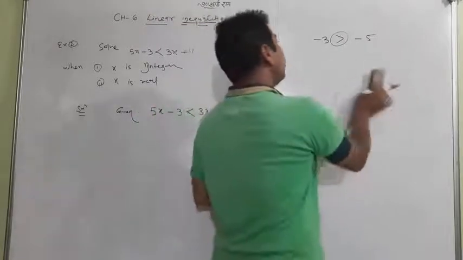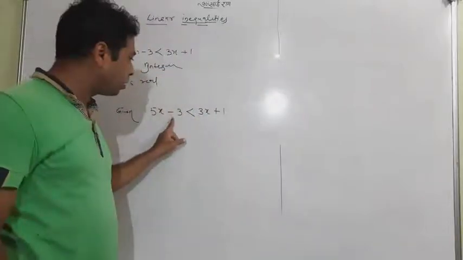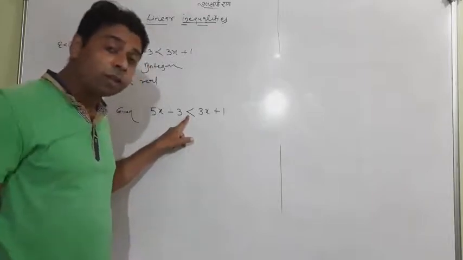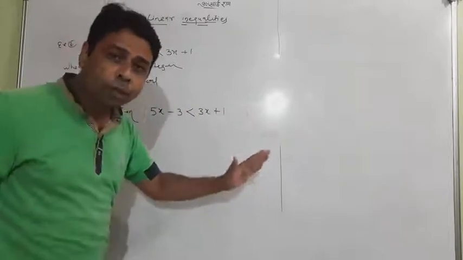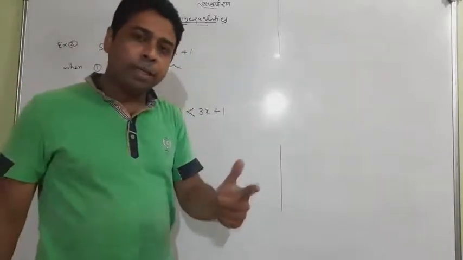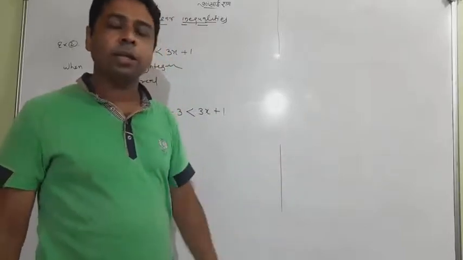When you are transferring here and there with a plus and minus sign, it doesn't matter at all. Minus 3 will change to plus 3. This sign remains the same. So remember, in addition and subtraction, transfer will not affect the symbol. But when you are multiplying or dividing by a minus sign on both sides of the inequality, definitely the sign will be changed.